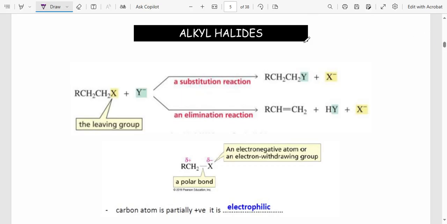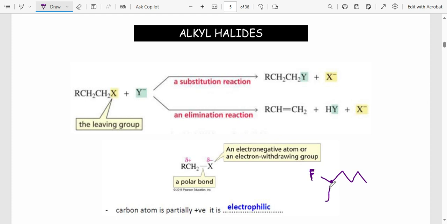So when we are talking about these reactions, we basically talk about alkyl halides. What's an alkyl halide? An alkyl halide is a compound that has a halogen and an alkyl. An alkyl is basically an alkane. For example, you just have something like this. This is an alkane, but at the end you put a halogen, let's say fluorine. This is known as an alkyl halide.